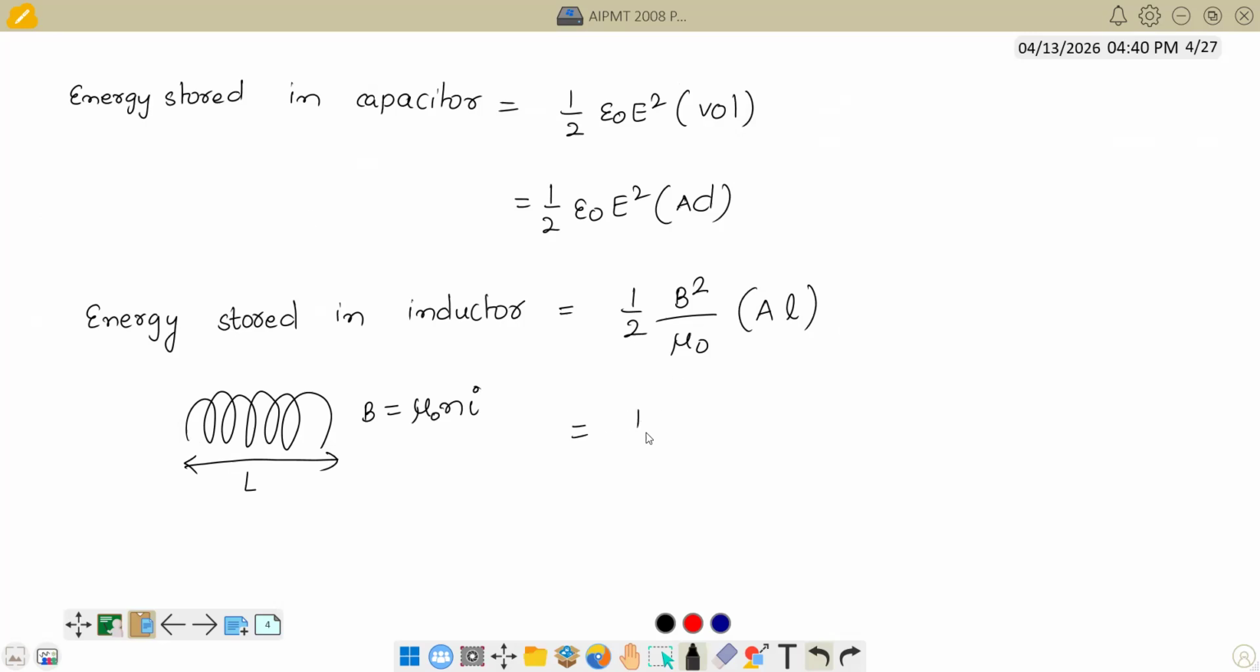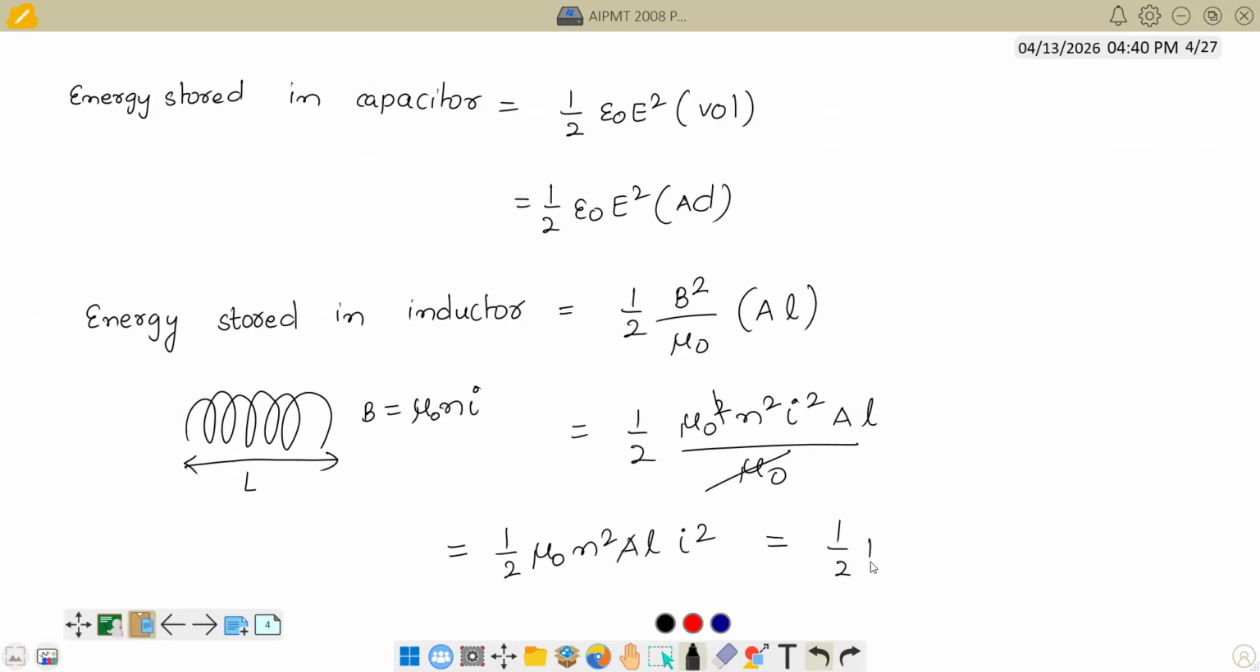Then I can further write it as half, B written as mu naught n I, so mu naught square n square I square into A l divided by mu naught. So I can cancel these two. So the energy stored in an inductor, due to self-inductance, is half mu naught n square A l into I square. Now the question is, what's the point of learning this? If I just equate it to half L I square, you will get the value of self-inductance, which would be mu naught n square A l.